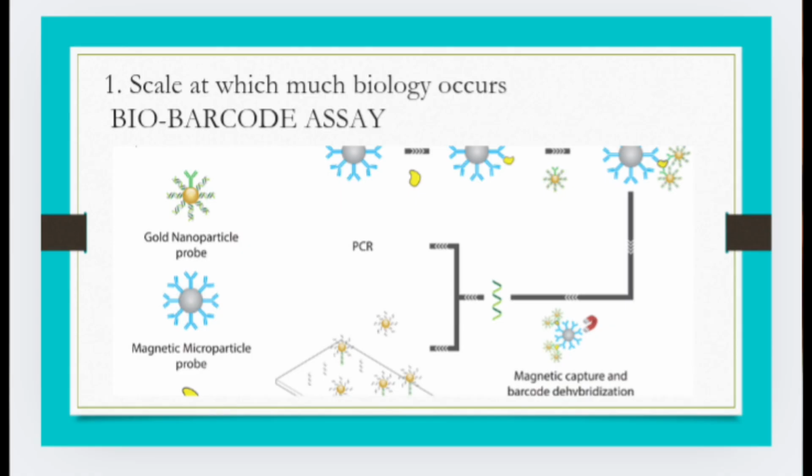First, the scale at which much biology occurs. At the nanoscale, many biological processes happen, like how proteins, DNA, and cells interact with each other. So there are examples in these pictures.